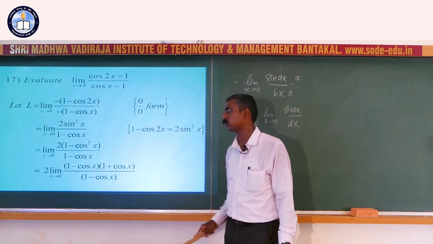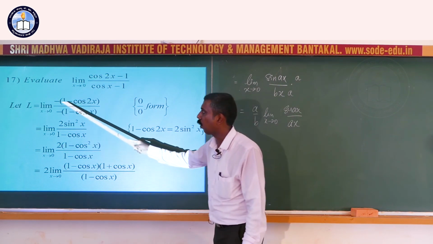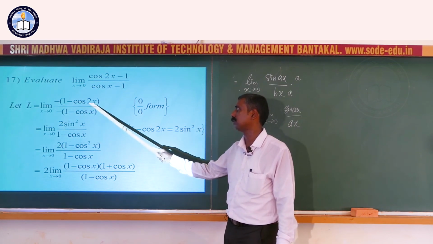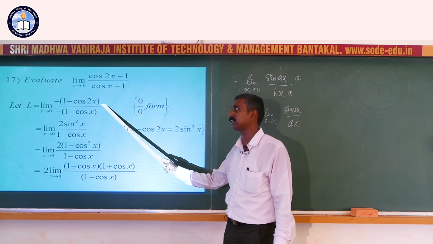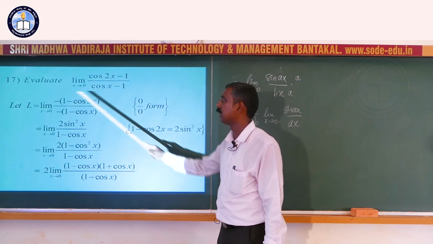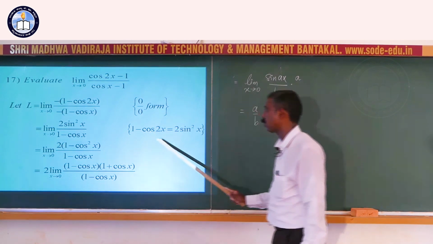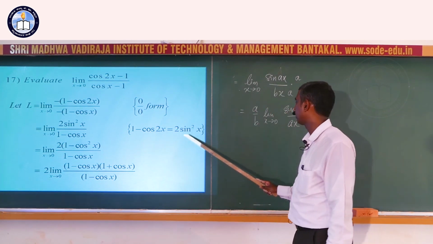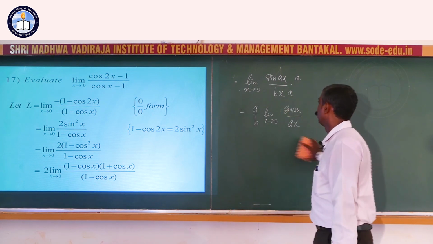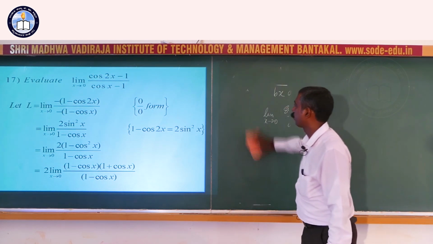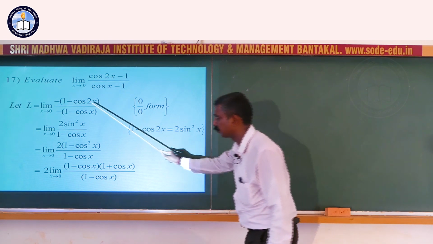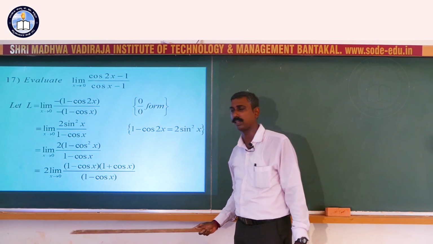How does it come to 2 sin square x? Because 1 is cos square plus sin square, and cos 2x is cos square minus sin square. So, minus minus becomes plus sin square, cos square cancels, sin square plus sin square. So, 1 minus cos 2x is equal to 2 sin square x. So, let us not forget this particular formula. I have used that formula here, 1 minus cos 2x is equal to 2 sin square x.